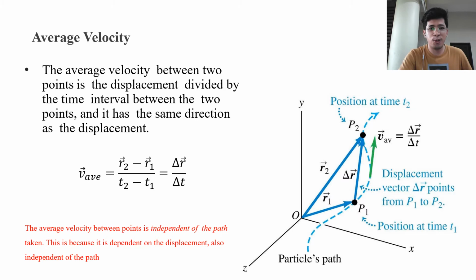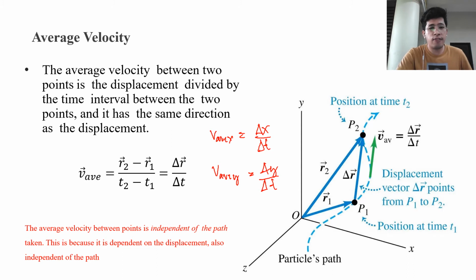Let's extend this to the average velocity. Again, the average velocity between two points is the displacement divided by the time interval between the 2 points, and it has the same direction as the displacement. If you can remember, your average velocity along the x is just your delta x over your delta t, and your average velocity along the y is just your delta y over your delta t.